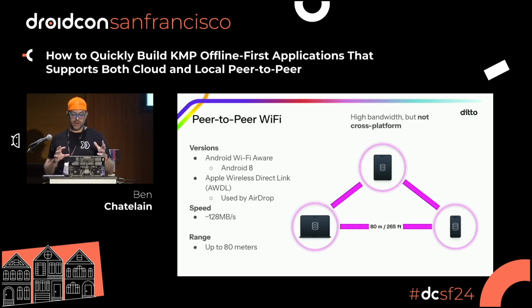The champion here is Wi-Fi Aware, which has been around since Android 8, where two Android devices can establish a connection between each other. This can go up to about 80 meters, and it's pretty high bandwidth, 128 megabytes per second. Apple has their own flavor called Apple Wireless Direct Link. That's what's used by AirDrop.